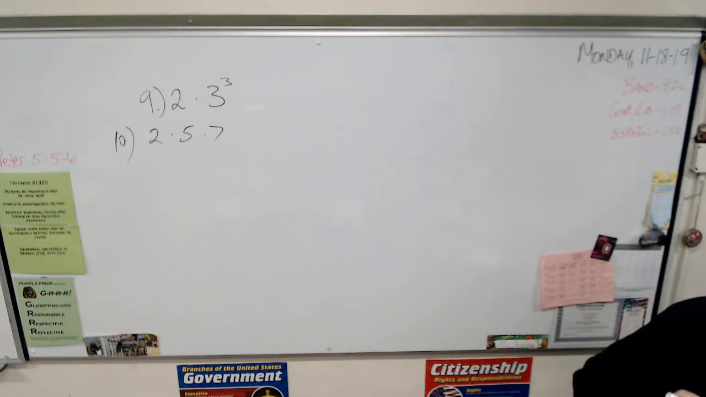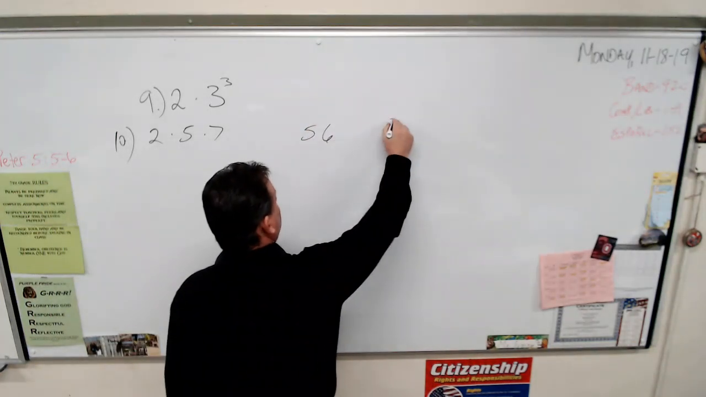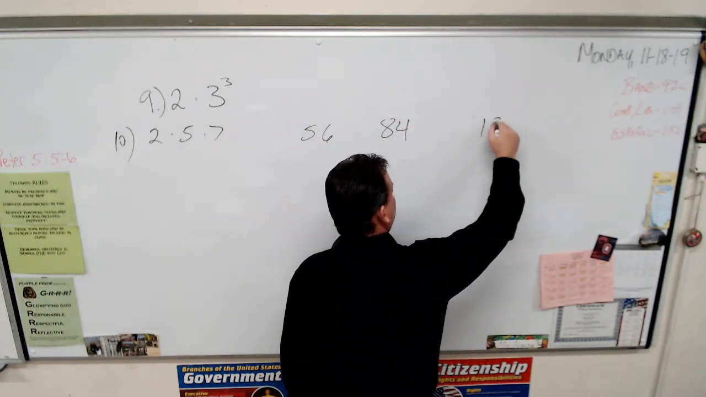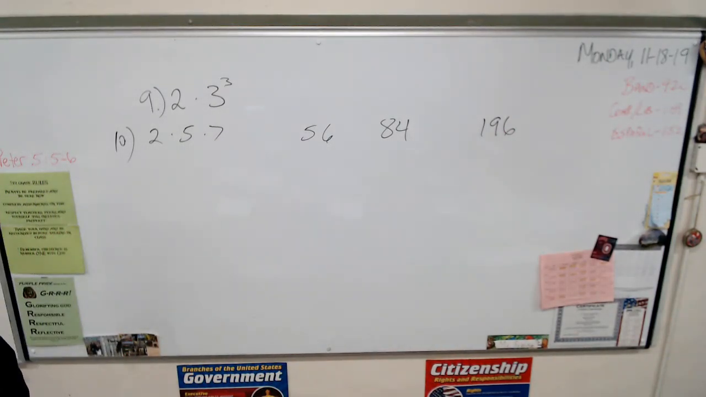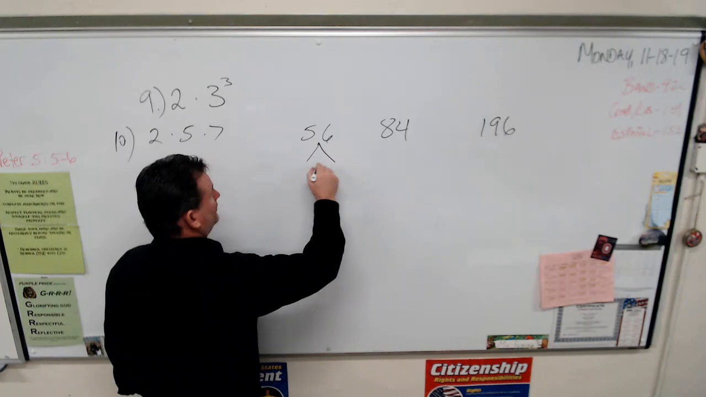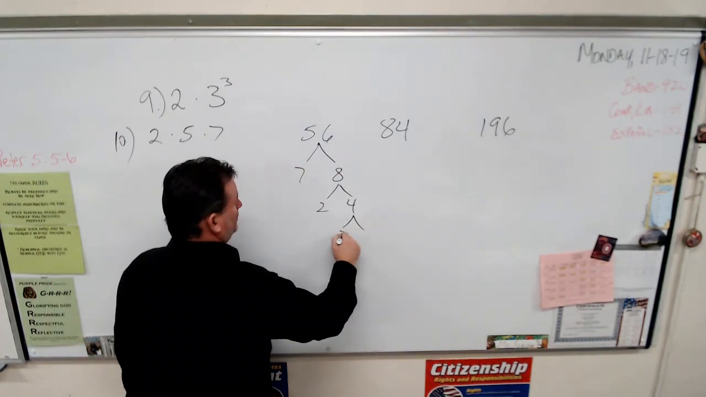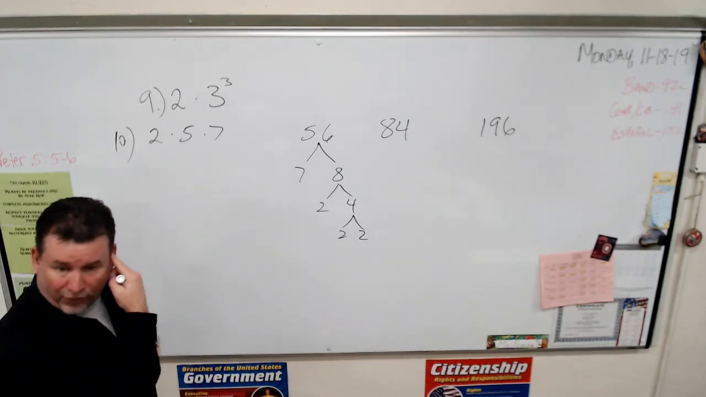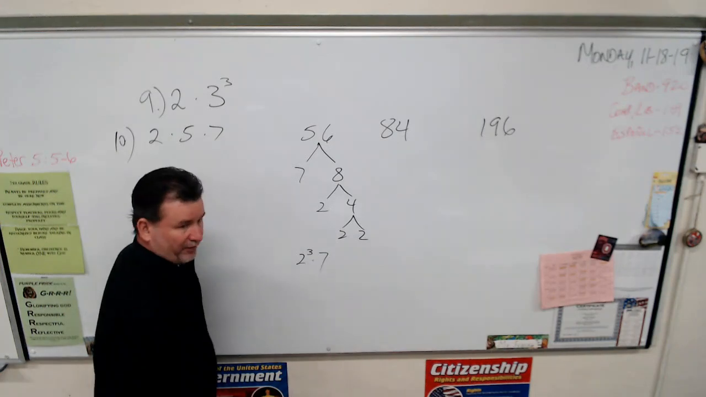So let's break down 18. 56, 84, 196. Did I already do this on the board? I don't think you did. It seems like I did. I think you did. Yeah, we did. 7 times 8, 2 times 4, 2 times 2. So far for 56, I got 2 cubed times 7.